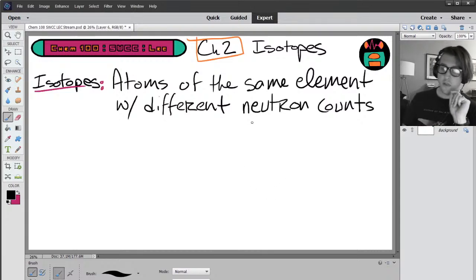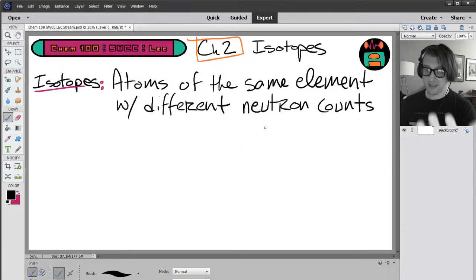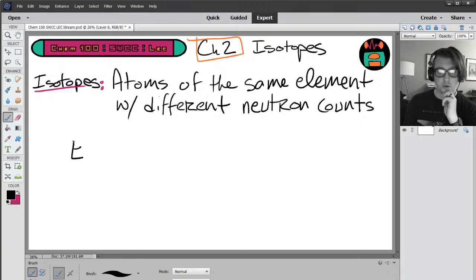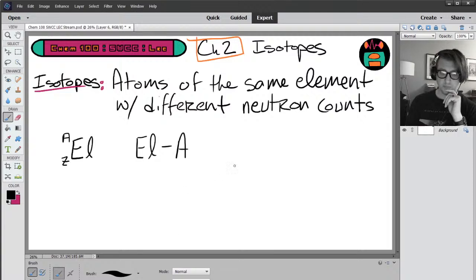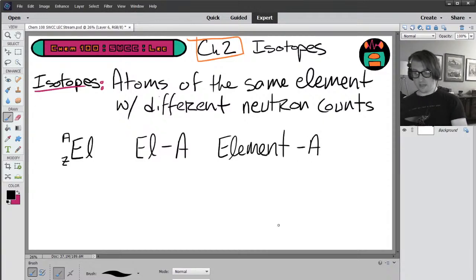And the way that you depict isotopes, there's 3 different ways you can show it. One is you can write the elemental symbol, and then to the left of the elemental symbol, you can have the mass number superscripted and the atomic number subscripted. So that's one way you can designate an isotope. Another way is you can write the elemental symbol and put a dash and write the mass number. The third way is you can write out the element's name, put a dash, and write the mass number.